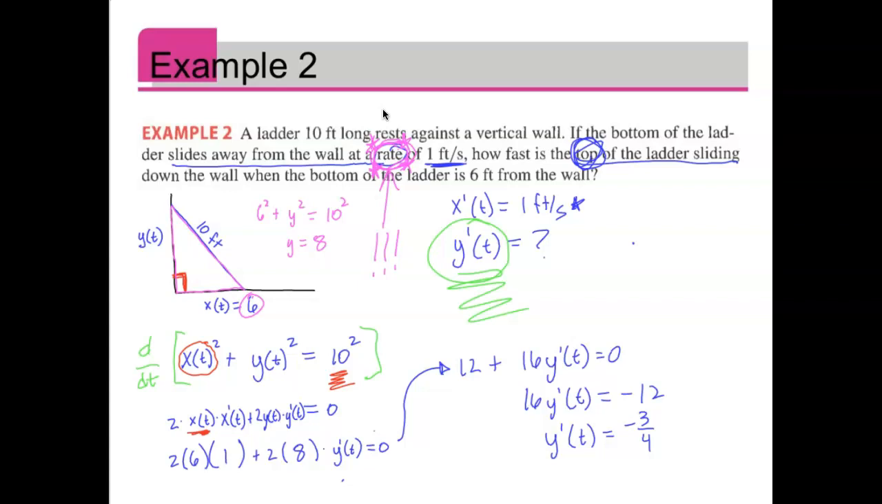So y is measured in feet, right? Good, feet per second. There we go. So it makes sense that it's negative because if you think about it, this side of the triangle is shrinking as the bottom side increases, right? And so as we saw in our little group work from 4.3, if a rate of change is decreasing, it should be negative.